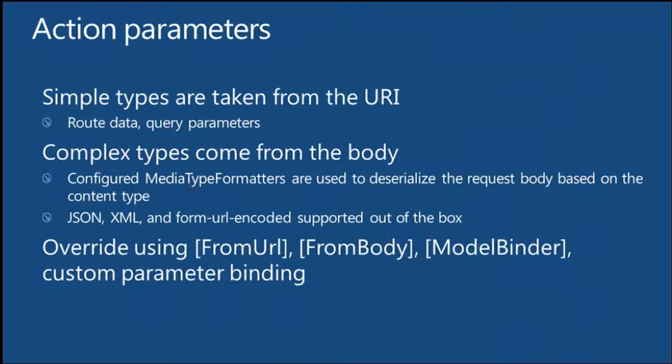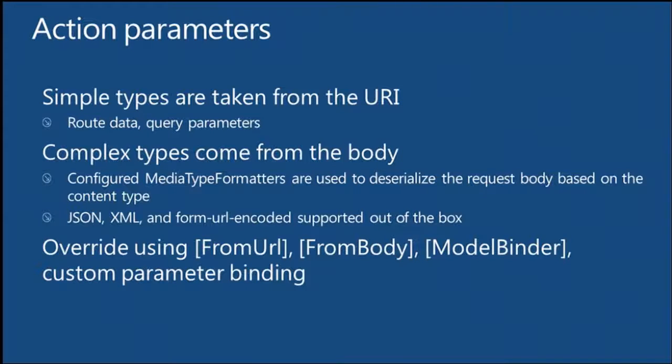The way you should think about how the parameters will get bound is that if you have a simple type parameter, like a string or an int or a double, something that can be converted to and from a string, we will take that data from the URI. Like it'll be a query string parameter or route data or maybe form data that's been put into the URI. Simple types, we assume, come from the URI. And we'll just match them up based off of name. If it's a complex type, we're going to assume that comes from the body.